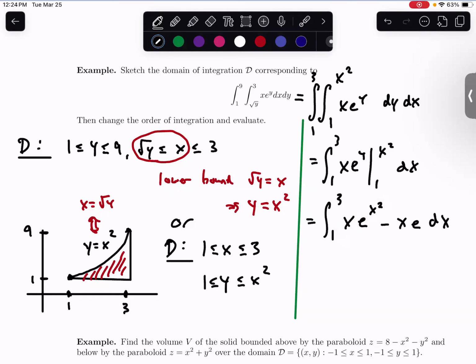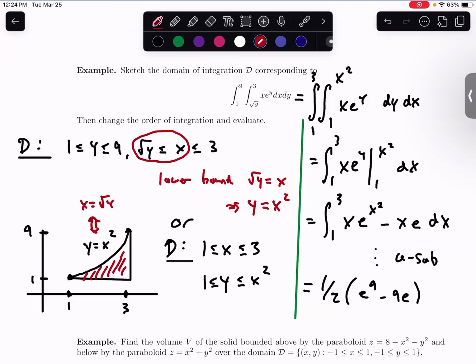So this ends up being equal to the following. If you go through these steps, which I'll write out in more detail in the solutions, you use substitution, and you end up getting that this is going to be 1/2 times e to the 9th power minus 9 times e.